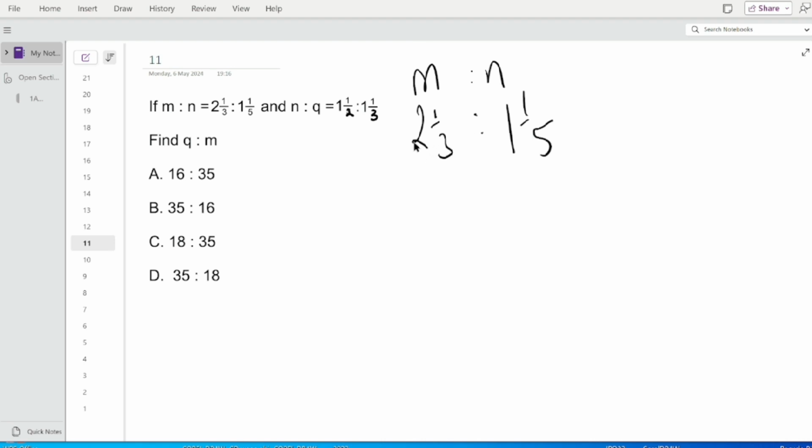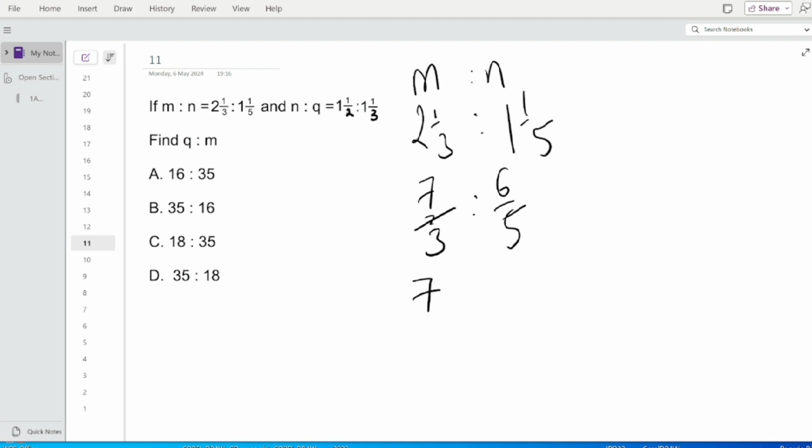So we have 2 times 3, 6 plus 1, 7. So we have 7 over 3 on this side. And on the other side, we have 5 times 1, 5 plus 1, 6. So we have 6 over 5 on this side. How can we make the value of n 1, since we're going to still do the same for the value of n with q? The only way we can make it 1 as regards multiplication is by multiplying it by its multiplicative inverse, which is switching this, and we have to do it to both sides.